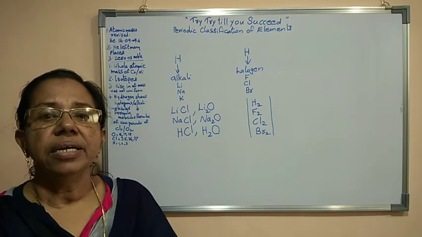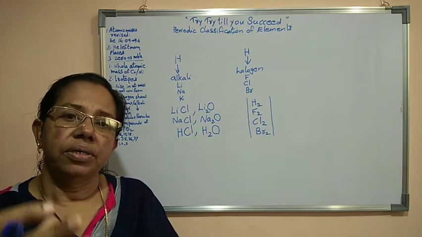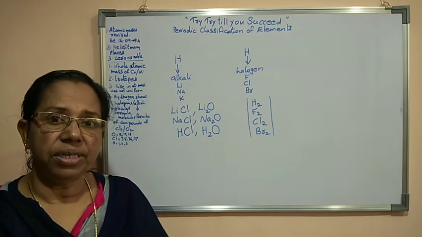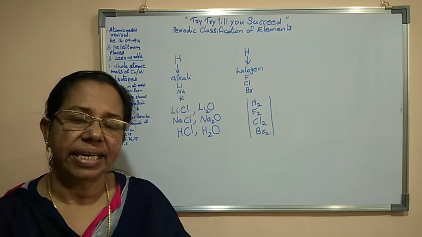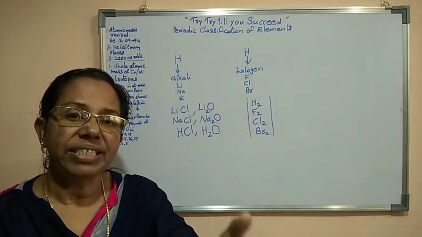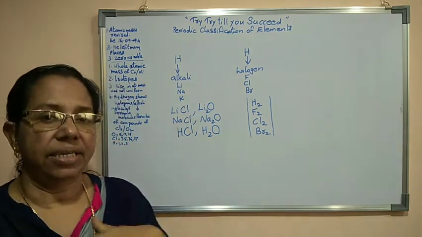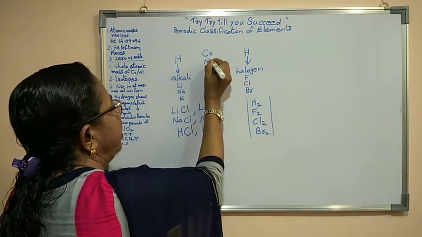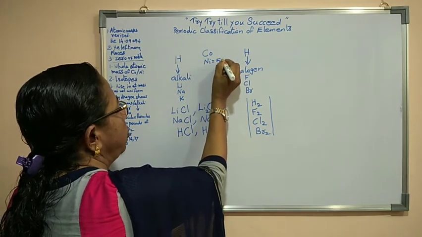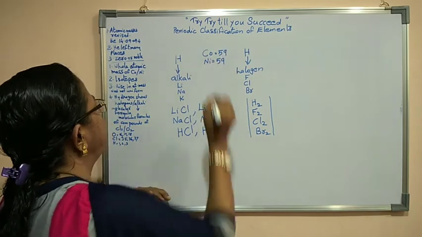So there occurred a confusion in the mind of Mendeleev for arranging cobalt as well as nickel. That means which element will be put first, which element will be put next. Why? Cobalt as well as nickel have the same atomic mass number, that is 59.